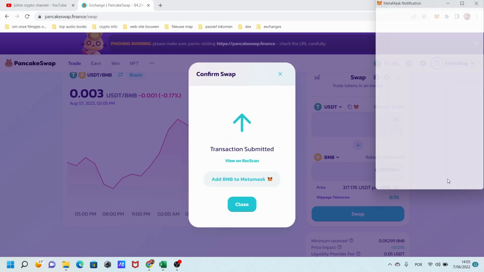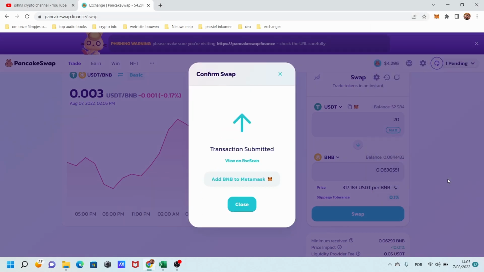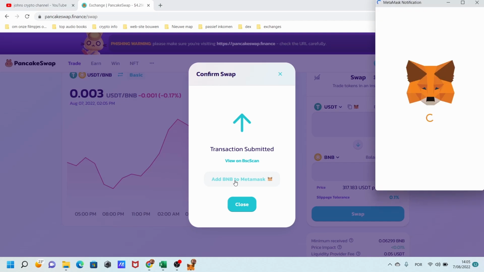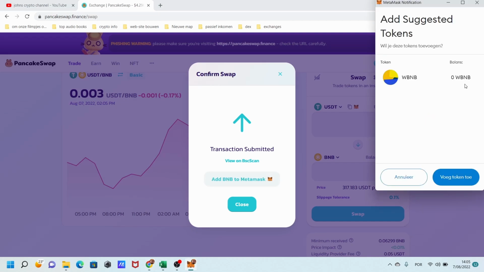Well, let me just do it. Now, if you want to add the coin to MetaMask, you can press here and then it will be added, of course. You will see wrapped BNB. Okay, let's add it.